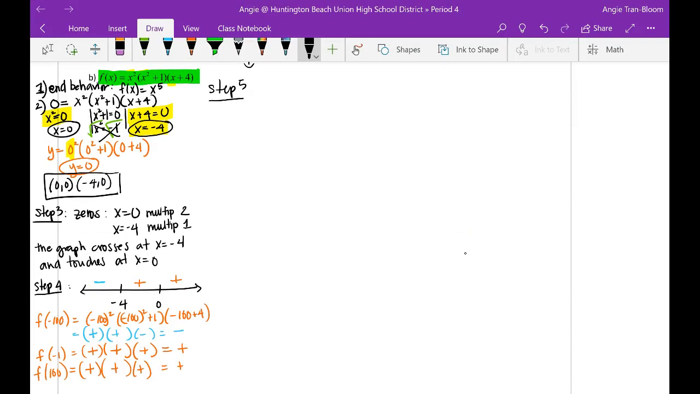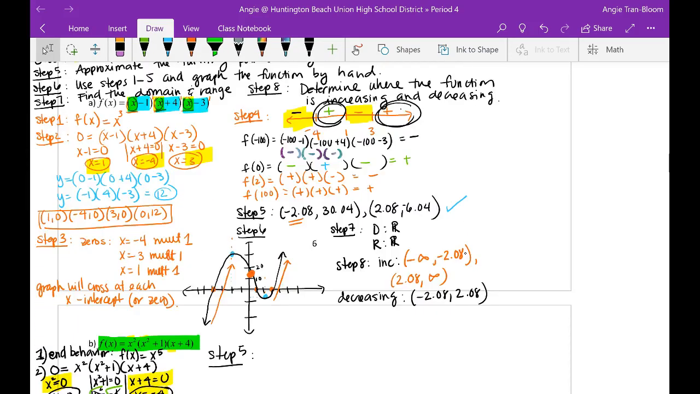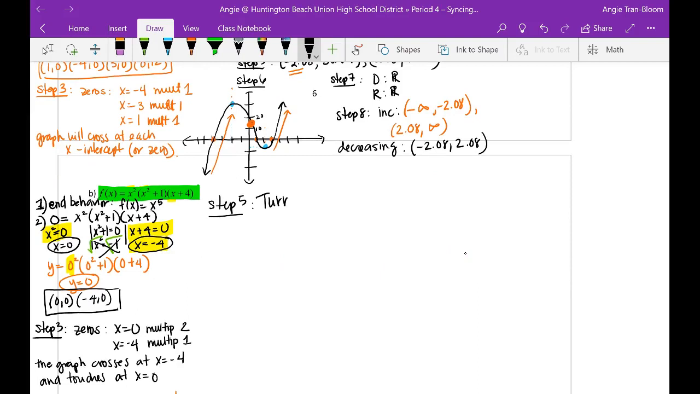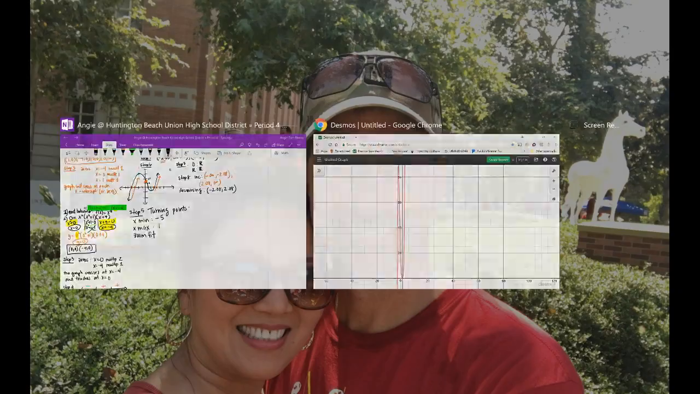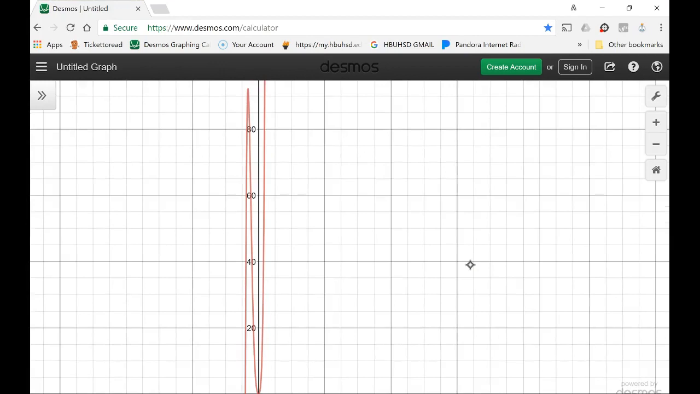Step 5, okay. Approximate the what? The turning points. Approximate the turning points using a calculator. So make sure your x-min, okay, what is the smallest x-intercept that you had? It was -4. So x-min, make it -5. And then x-max, you had a 0, so make it 1. You want to go on the left and right a little bit, okay? And then do zoom fit. And then it should give you a nice curve. Okay, so let's see. Based on my Desmos, my first turning point is this one, okay?